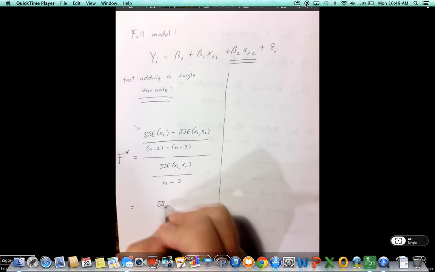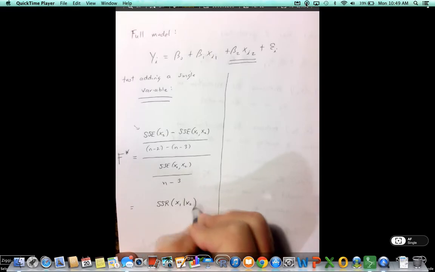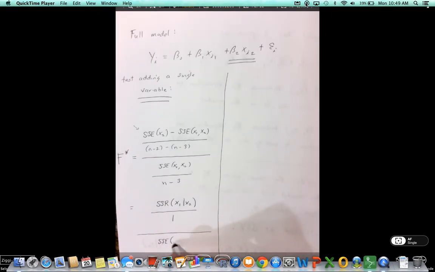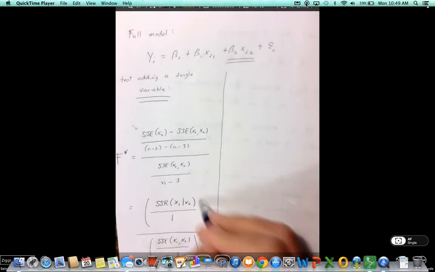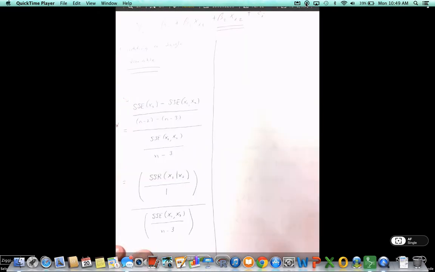Now this part right here, we should know by now, comes to the sum of squares regression adding x1 with x2 already in the model, over degrees of freedom 1, adding one variable, and over the sum of squares error for the full model over n minus 3 degrees of freedom. Now that's where we've been. Okay? It's probably going to help if you can see that.